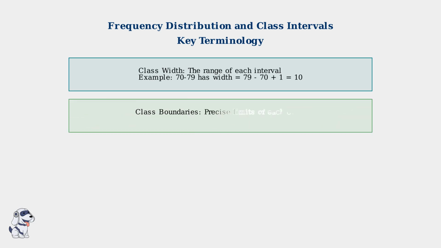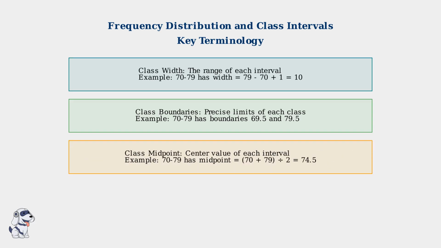Class boundaries are the precise mathematical limits of each interval. For 70 to 79, the boundaries are 69.5 and 79.5, eliminating gaps between consecutive intervals. The class midpoint is the center value of each interval, calculated by adding the lower and upper limits and dividing by 2. For 70 to 79, the midpoint is 74.5.